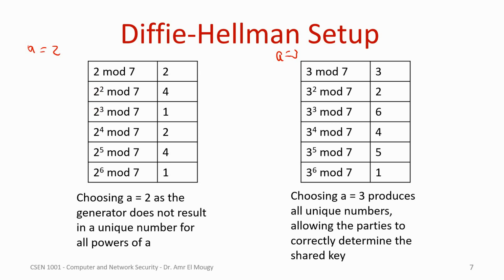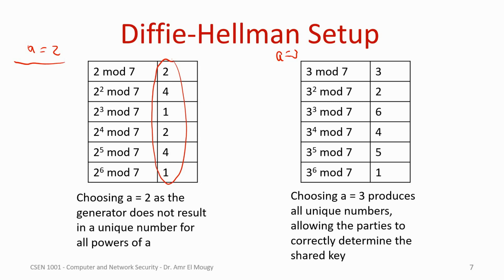So you can see that generating the powers of 2 mod 7 does not result in the entire set of numbers from 1 to 6. Actually, the only three numbers that are generated are 2, 4, and 1. And if you keep raising the powers after that, 2 power 7, 2 power 8, 2 power 9, you will still be getting only the three numbers 2, 4, and 1. So the generator A equals 2 can only generate three numbers mod 7, which are 2, 4, and 1, nothing else.